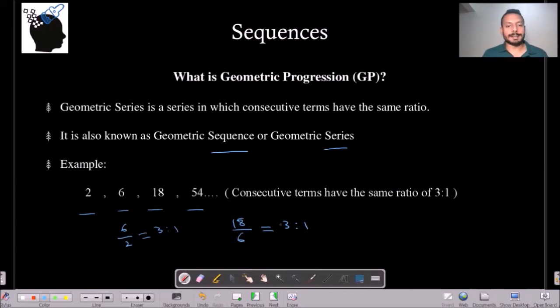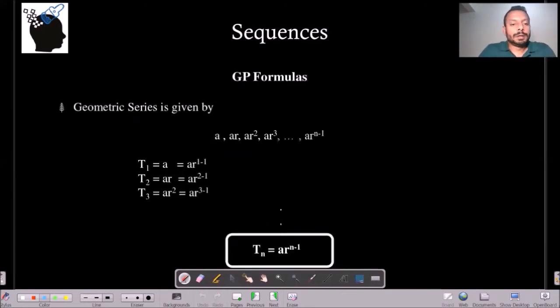Now let's try to generalize this. If we try to write a generic geometric series, it can be written as the first term being A, multiply it with a common ratio to get the second term as AR, again multiply it with R to get the next term as AR square, and so on.